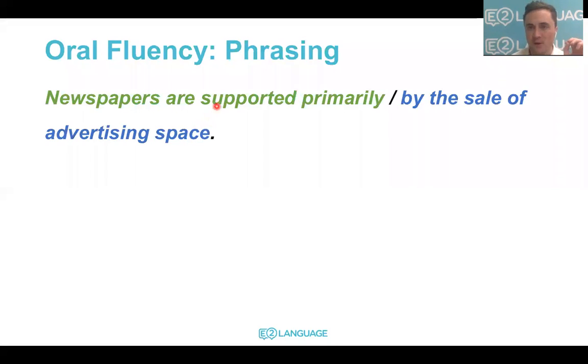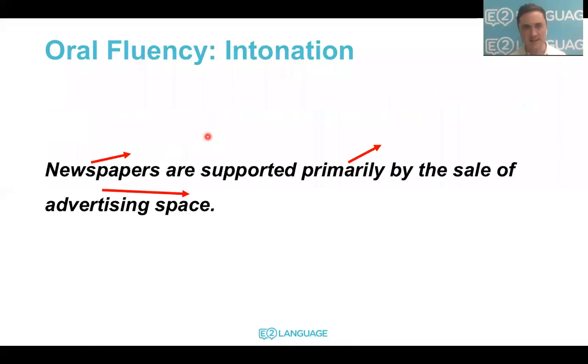Second thing for oral fluency is phrasing. "Newspapers are supported primarily by the sale of advertising space." You can see that there are two parts to this sentence. "Newspapers are supported primarily," slight pause, "by the sale of advertising space." Copy the phrasing that you hear.